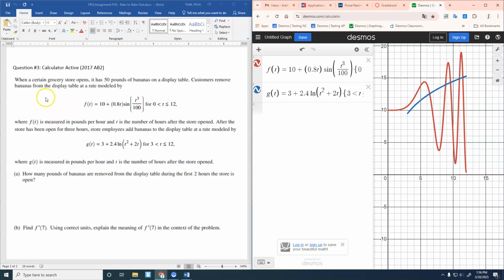Customers remove bananas from the display table at a rate modeled by F here. And after the store has been open for 3 hours, store employees add bananas to the display table at a rate modeled by this function right here, where g of t is measured in pounds per hour, and t is the number of hours after the store opened.